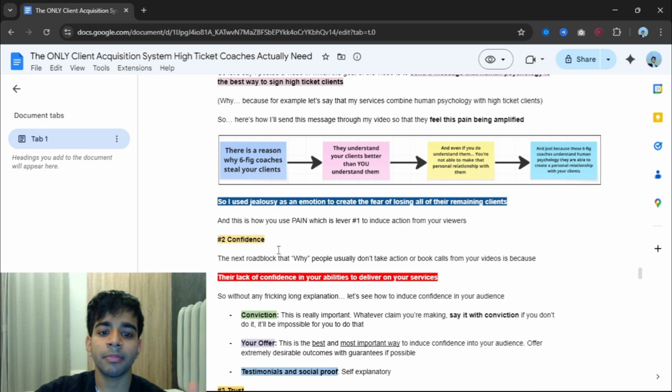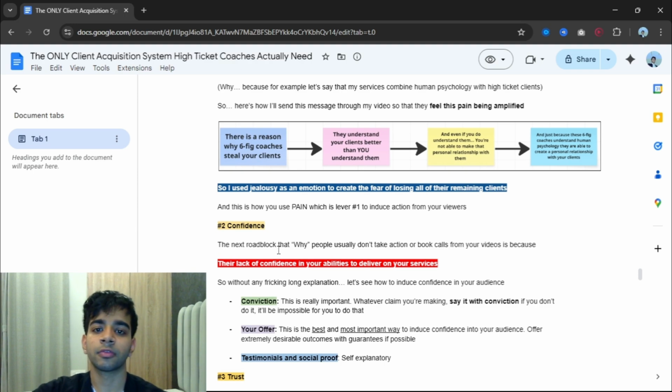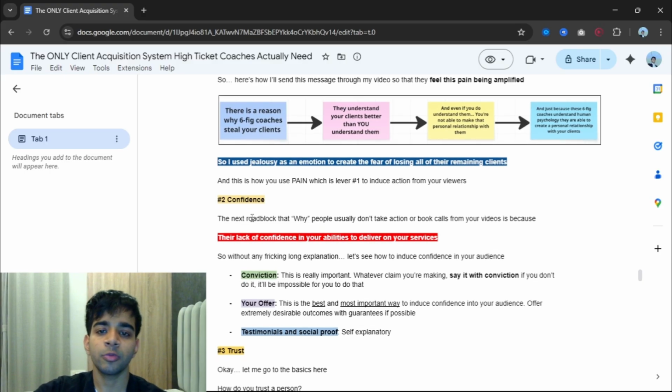I'm gonna make them imagine this scenario of what it's gonna be like having zero clients, how their life is gonna look, and is it good or is it ethical? Well, in reality, if you look at it at face value, it might not look moral, but let's just say they bought your services and you changed their life, they are making more money, they are happier than ever before, then I think, bro, the net outcome is good, which is what we want at the end of the day, right? And this is how you use pain, which is lever number one, to induce action from your viewers, right?